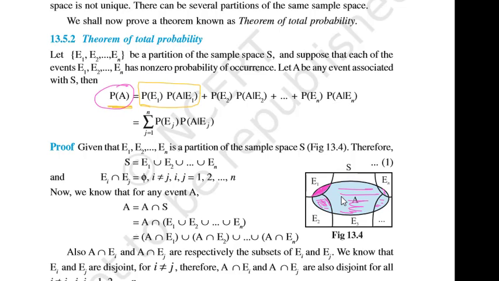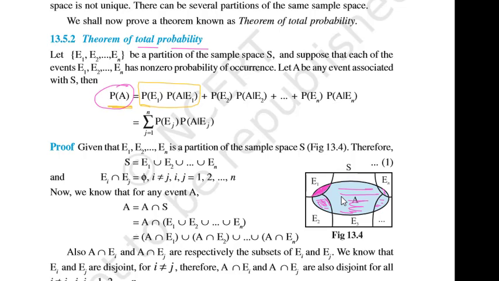This method of getting the probability of A is called the theorem of total probability. So, the theorem of total probability gives me the probability of an event with respect to partitions of the sample space. So, I will say that probability of A is the summation of probability of Ej into probability of A by Ej, where j changes from 1 to n. Summation of all these things, this sum.